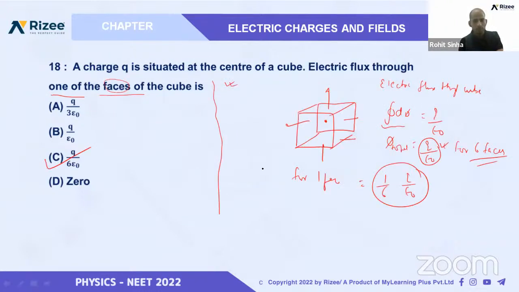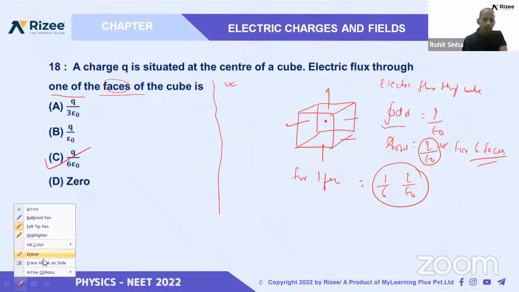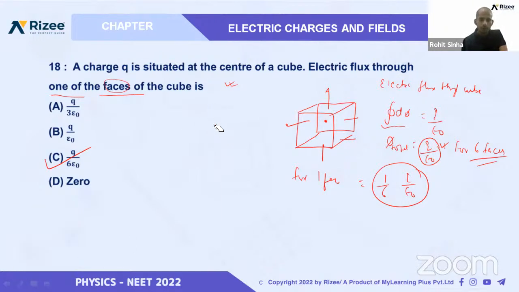The last question is this question. Adiba, this question you were talking about. Okay. I will try my best to explain this once more.